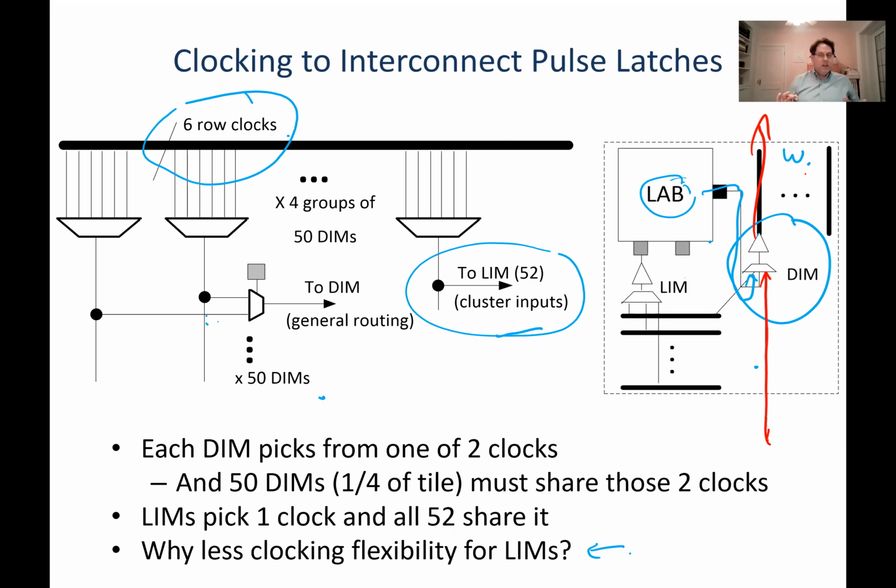So these switch block muxes or DIMMs have more diversity in what they want for clocks. And that's why they spend a little more area on giving them a bit more flexibility in the clock selection network.